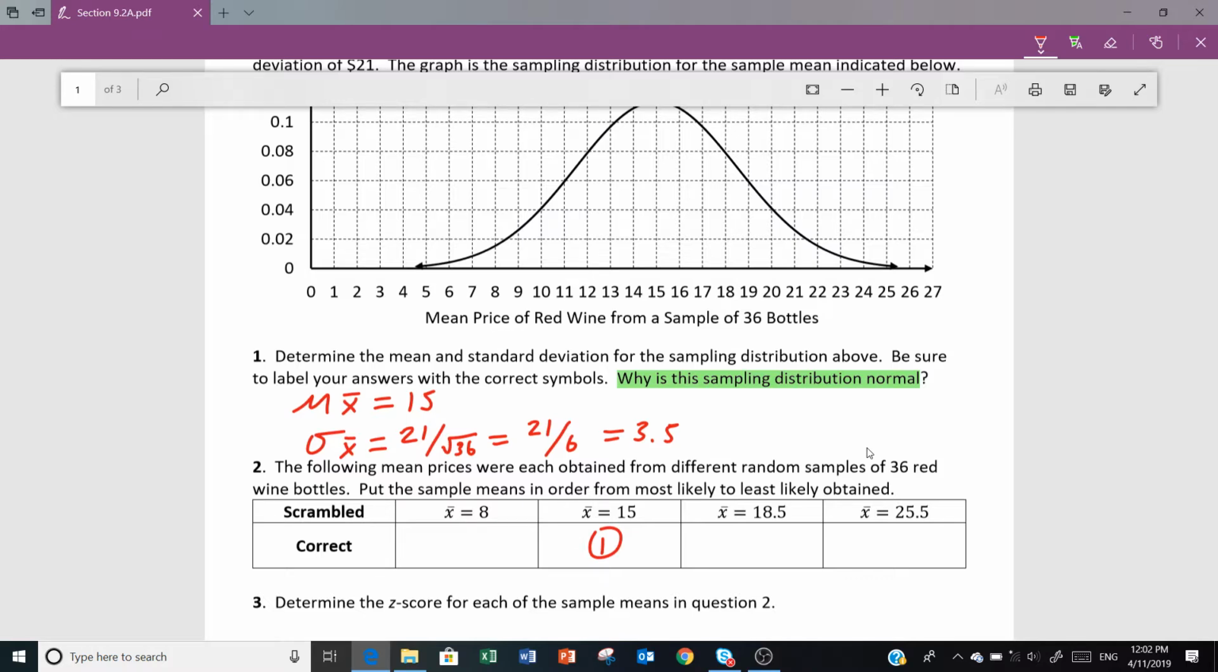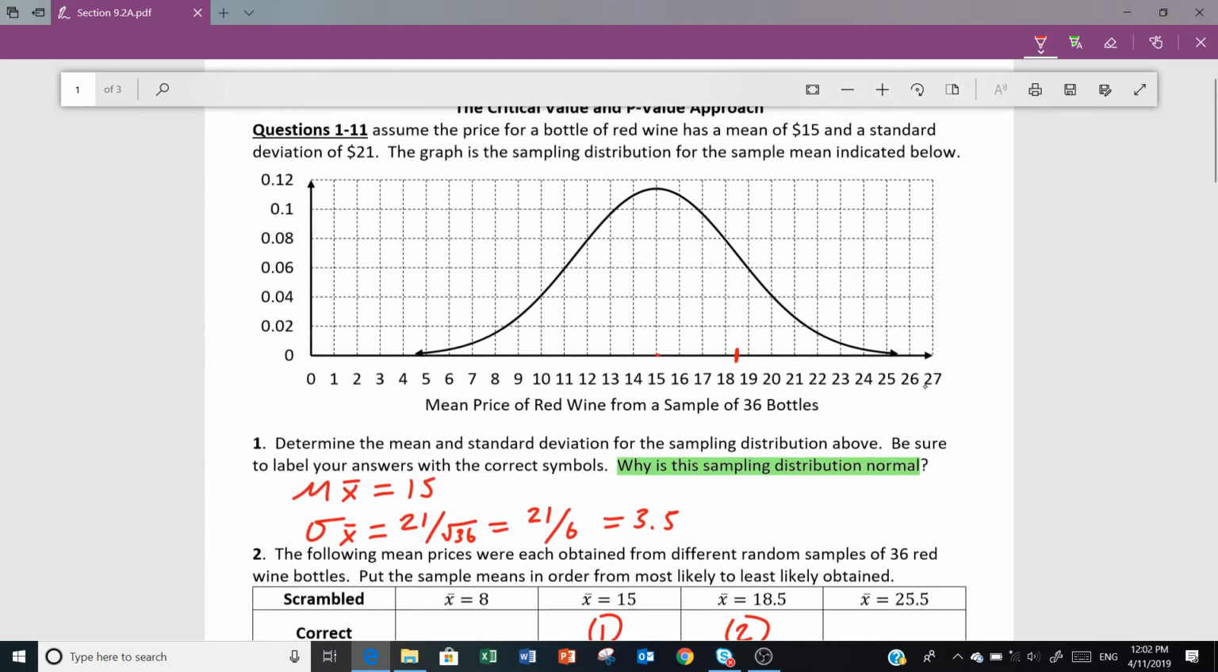Very good. Okay, what's the second one? Good. How come 18.5 was the second most? Good, it's the closest to 15. So if you look up here, it's still kind of likely because there's still some height on the curve. Very good. Okay, what's 3?